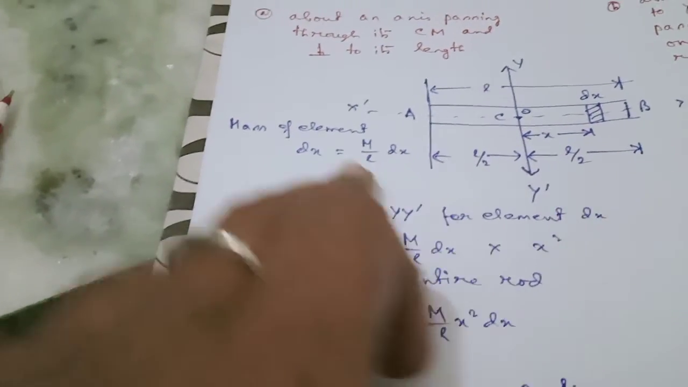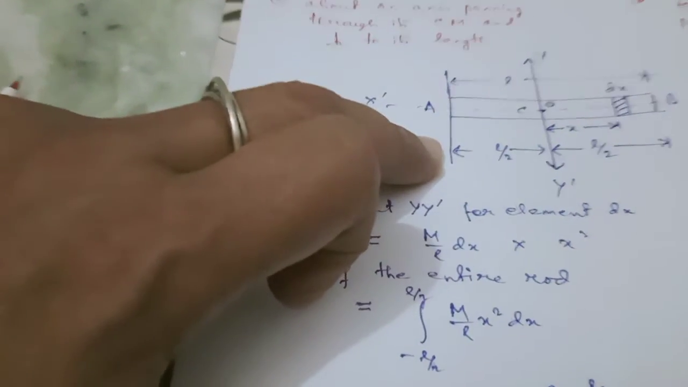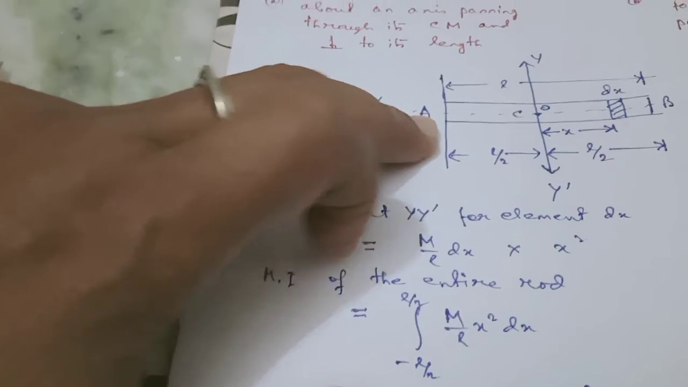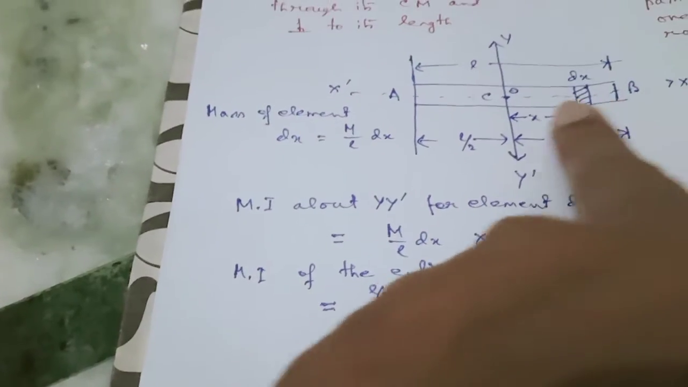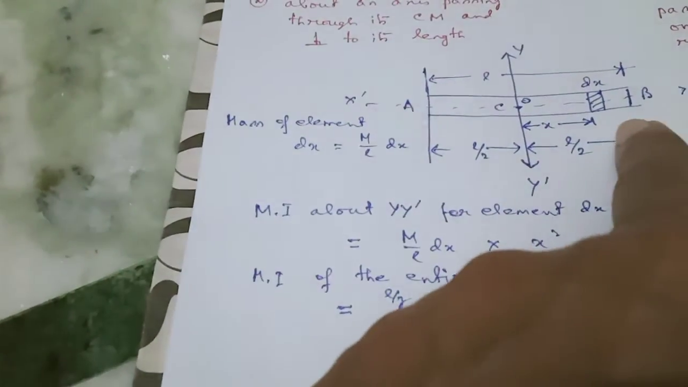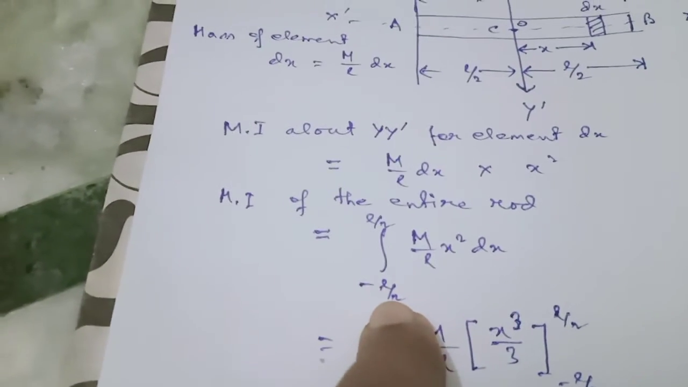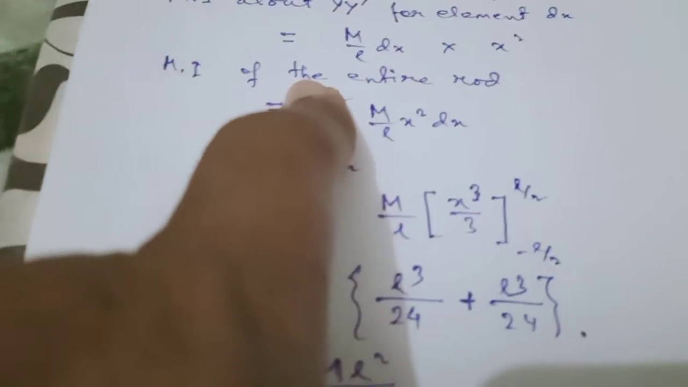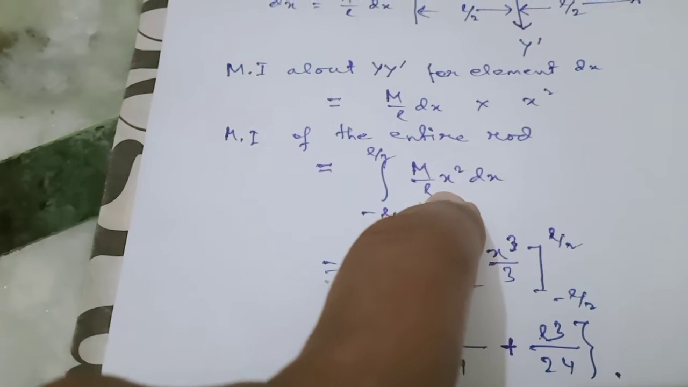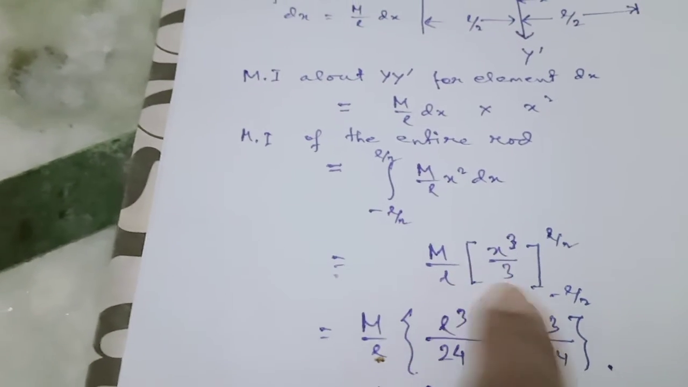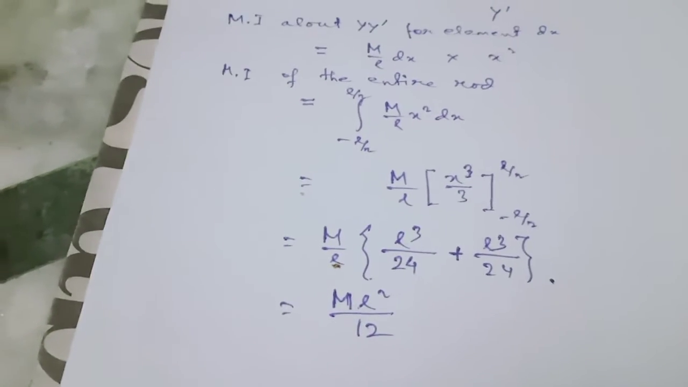So you have to add from minus L by 2 along the x axis; this point is minus L by 2 comma 0, and this point is L by 2 comma 0. So you have to add within this limit, that means from minus L by 2 to L by 2 you have to add all the dx. It is written in this manner: integral from minus L by 2 to L by 2 of M x squared by L dx. Since M by L is common, after integrating x squared dx we get x cubed by 3. The limits are lower limit minus L by 2, upper limit L by 2. Put in the limiting values and you will get ML squared by 12.